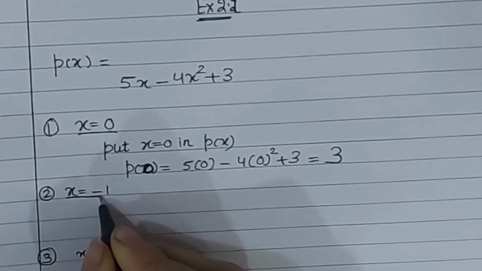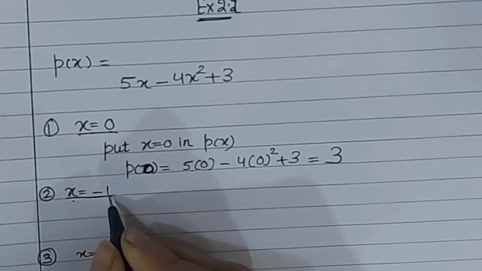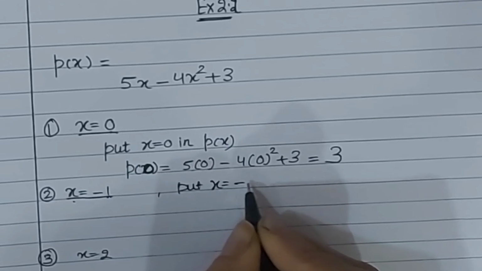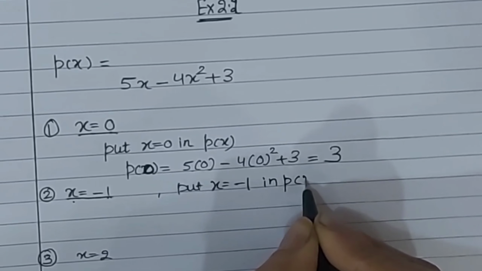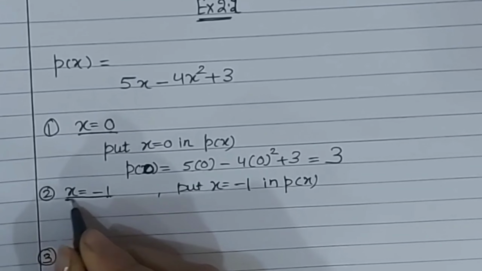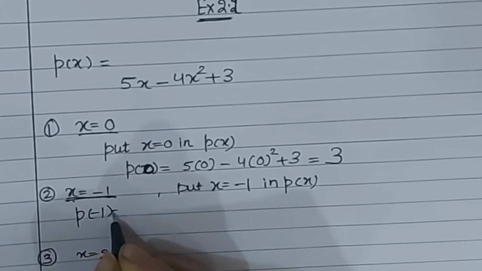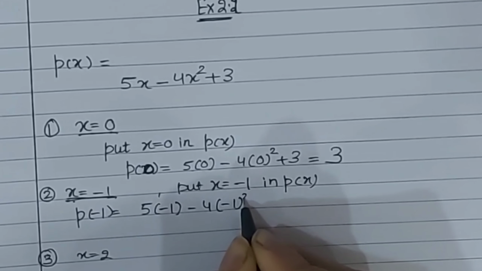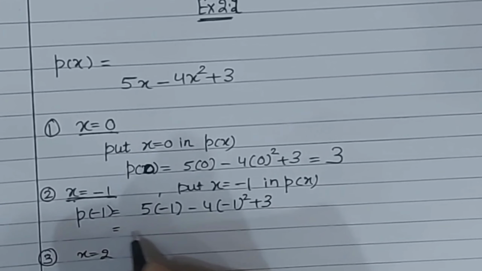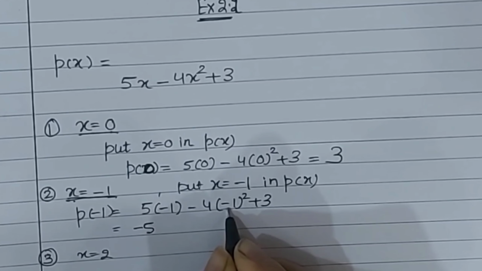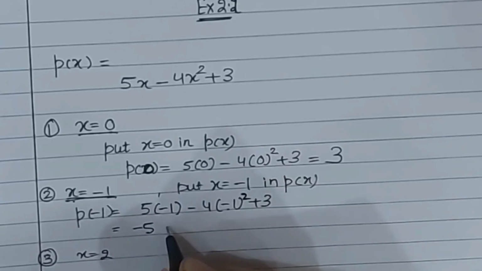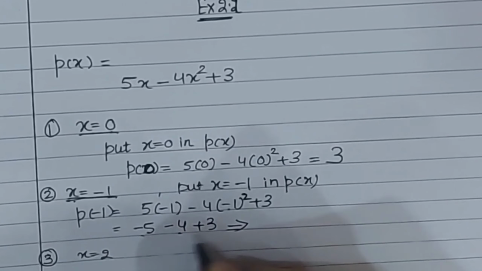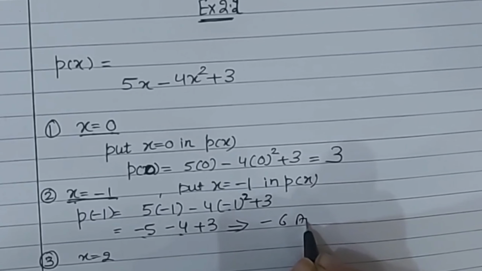Now next we have to put the second value, x is equal to minus 1. So put x is equal to minus 1 in the polynomial px. So when we put x is equal to minus 1, what we'll get? 5 times minus 1 minus 4 times minus 1 whole square plus 3. So it will become minus 5. So minus 1 raised to the power 2 is 1. So again minus 4 plus 3. Then we'll get minus 5 minus 4, minus 9 plus 3 is minus 6. This is the answer. Right.